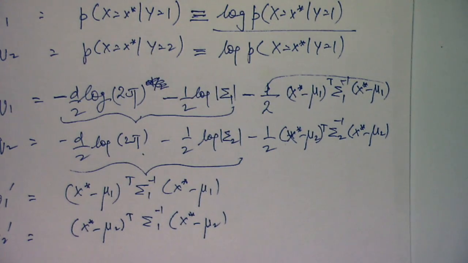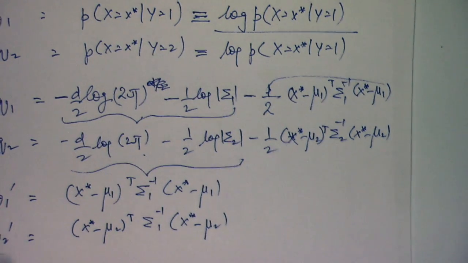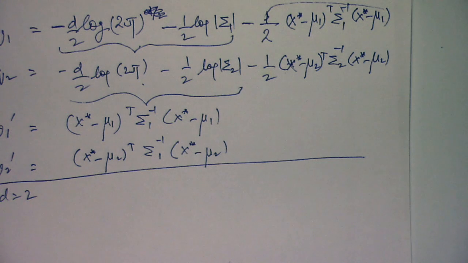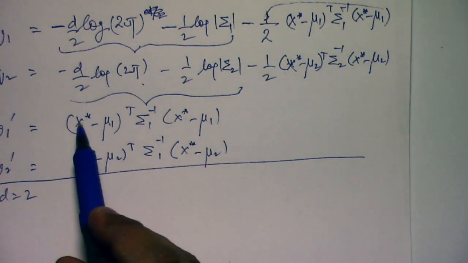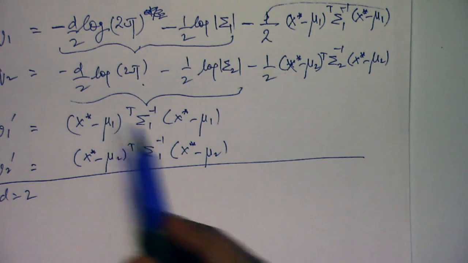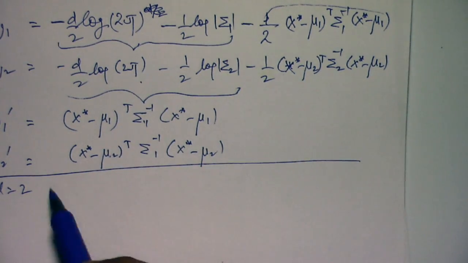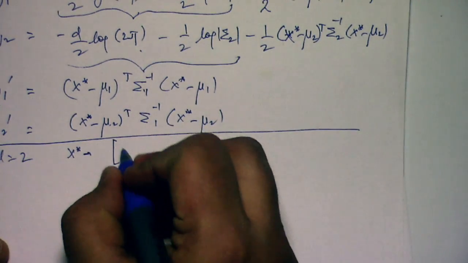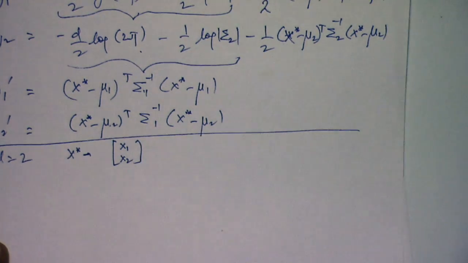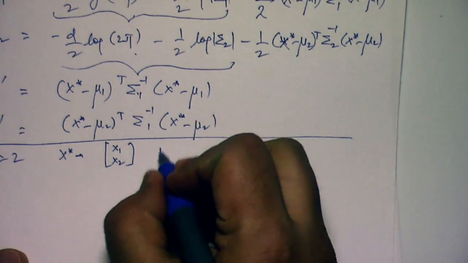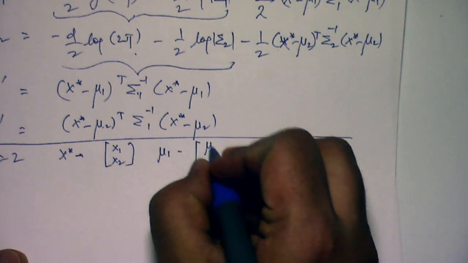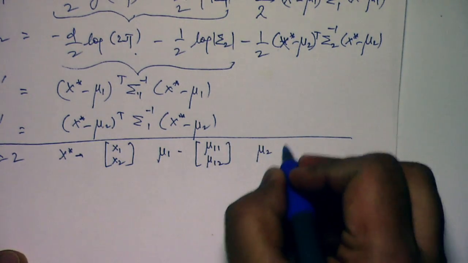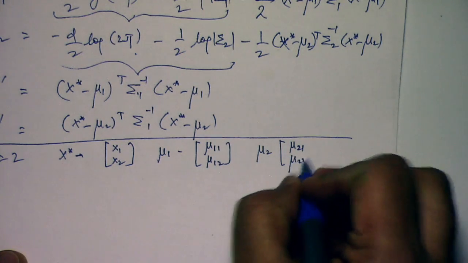So now let's do it for a simple scenario. Let d be 2, which is actually true for your programming assignment, meaning there are only two elements in your x's. So these are all vectors. X is a vector, mu 1 is a vector, and this is a matrix, right? In this case, x star will be a column vector with two values, x1 and x2. So these are the two dimensions. Mu 1 is also a vector, the first mean vector, with two components, mu 1 1 and mu 1 2. Mu 2 has components mu 2 1 and mu 2 2, right?